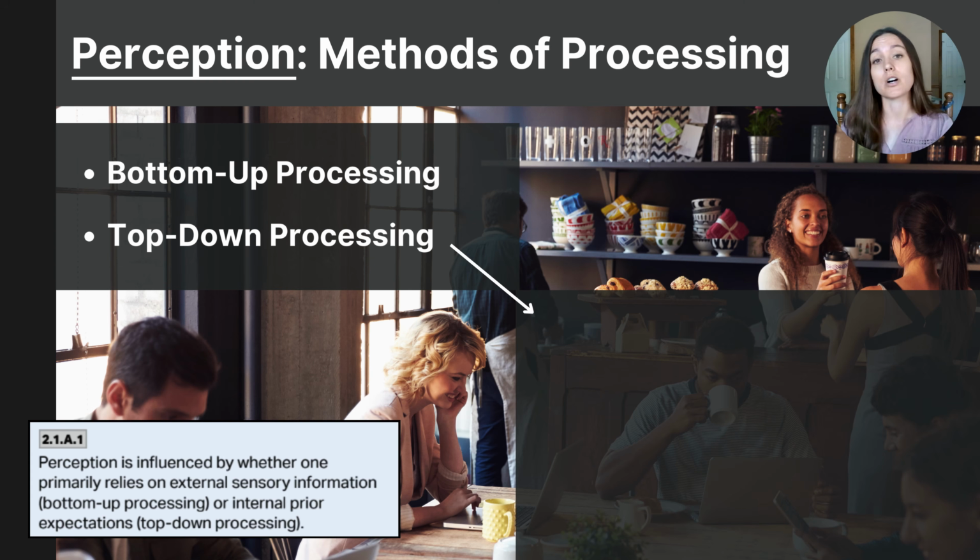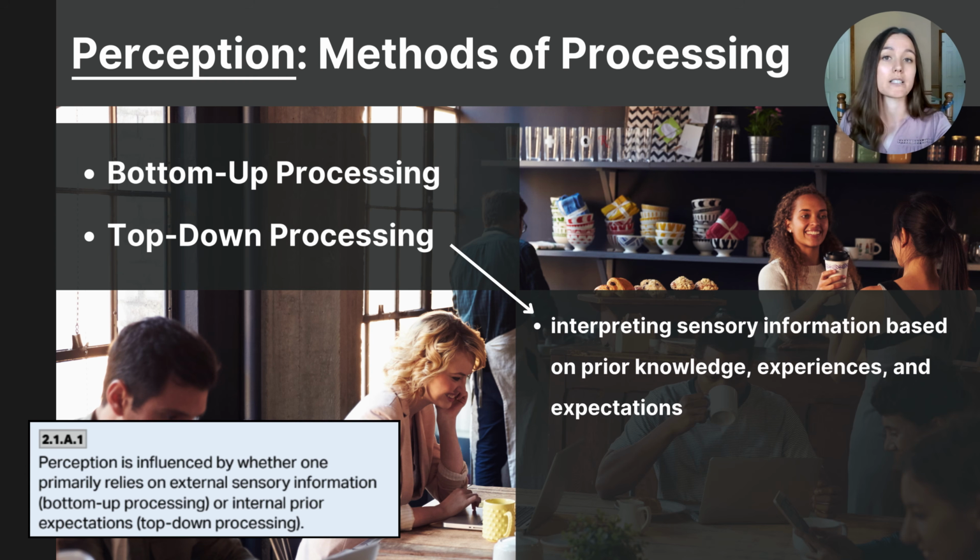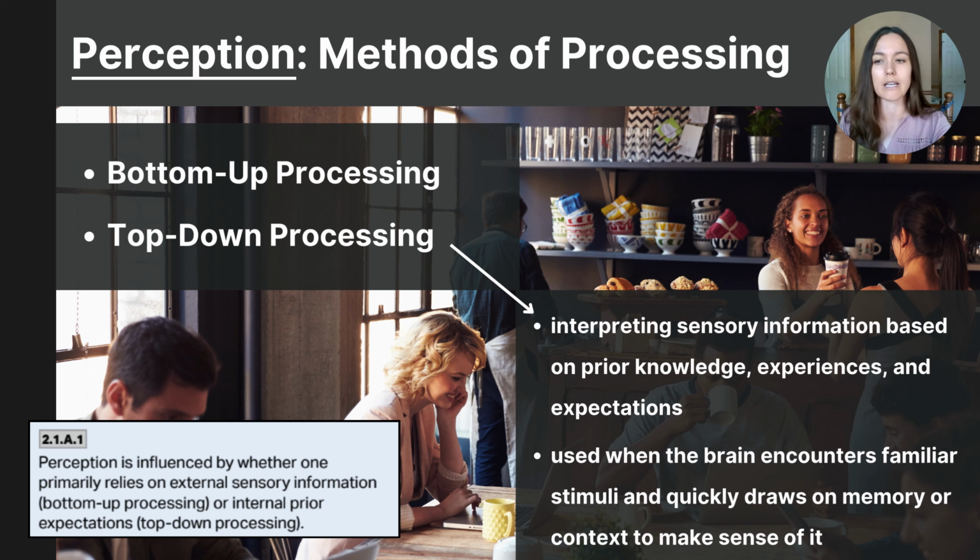Top-down processing involves interpreting sensory information based on prior knowledge and experiences and expectations. This method is used when the brain encounters familiar stimuli and quickly draws on memory or context to make sense of it. For example, if you are a regular at a coffee shop, you might hear a sound that resembles a coffee grinder. Your brain might rely on past experiences and immediately identify it as such. But after turning to look, you might actually see that they've gotten a new smoothie blender. So your initial perception was shaped by the expectations, not the sensory input alone.